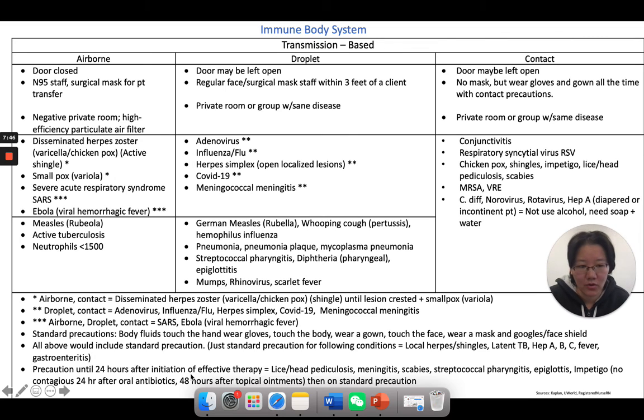The NCLEX-RN questions are really interesting because they will ask you about the condition, and then the treatment, give you the treatment hours, and then you pick: is it going to be airborne, droplet, contact, or is it going to be standard precautions?